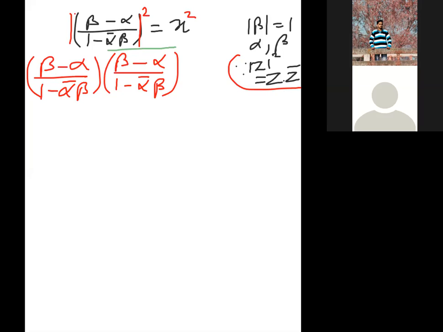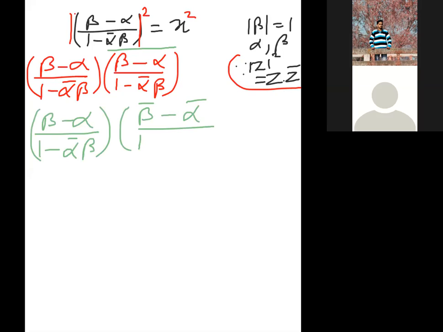Now, the conjugate will get inside the bracket. It will become beta minus alpha upon 1 minus alpha conjugate beta. It will become beta conjugate minus alpha conjugate upon 1 minus alpha conjugate whole conjugate, beta conjugate. Up to this also, I don't think there is any problem. Fine. Now, we are going to open the bracket.